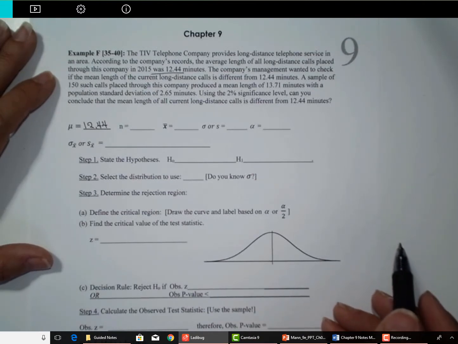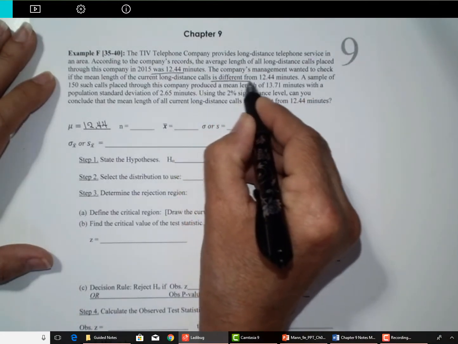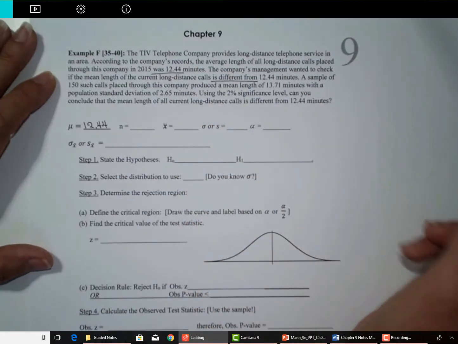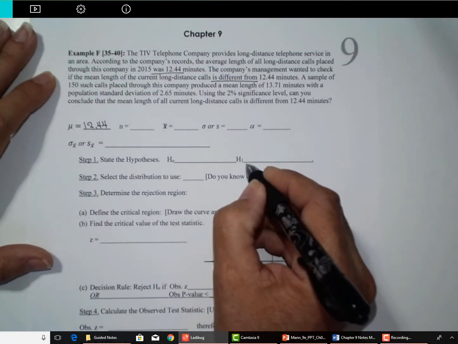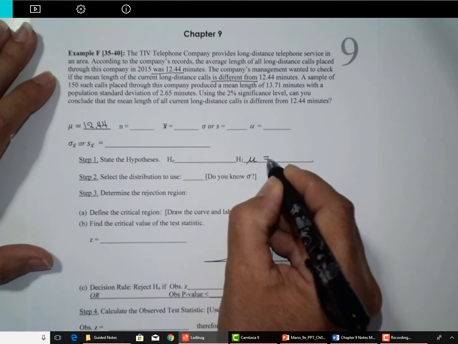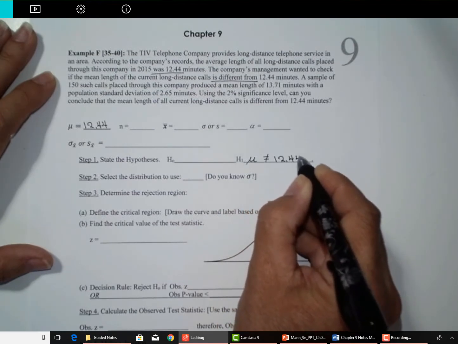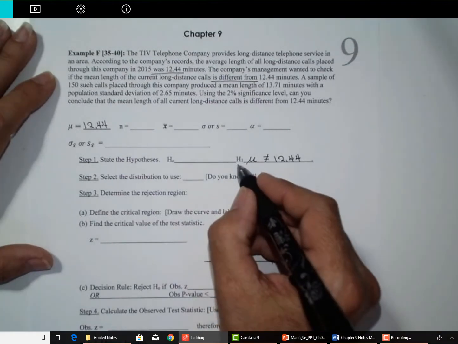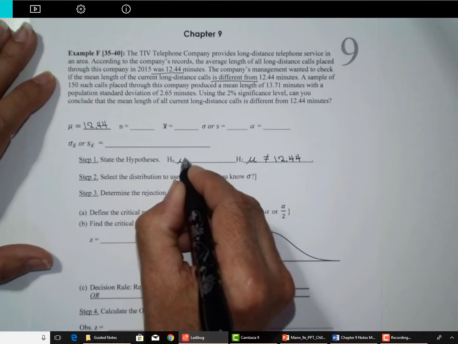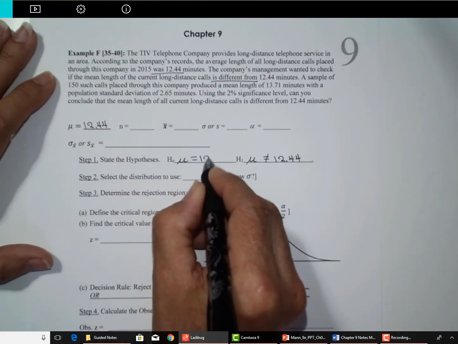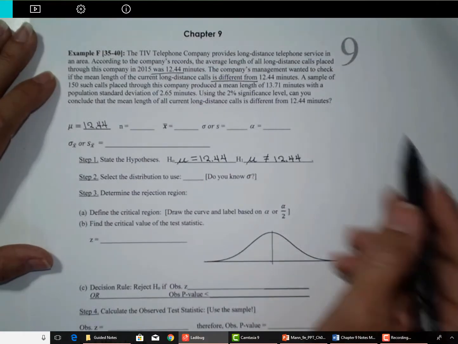They want to check and see if it is different from, and this is your keyword here, different from 12.44 minutes. There's your alternative hypothesis. They want to say that the mean is different from, is not equal to, the old mean of 12.44. So if our alternative hypothesis says not equal, our null hypothesis has to say that it's equal. So we've set our hypotheses from the problem.